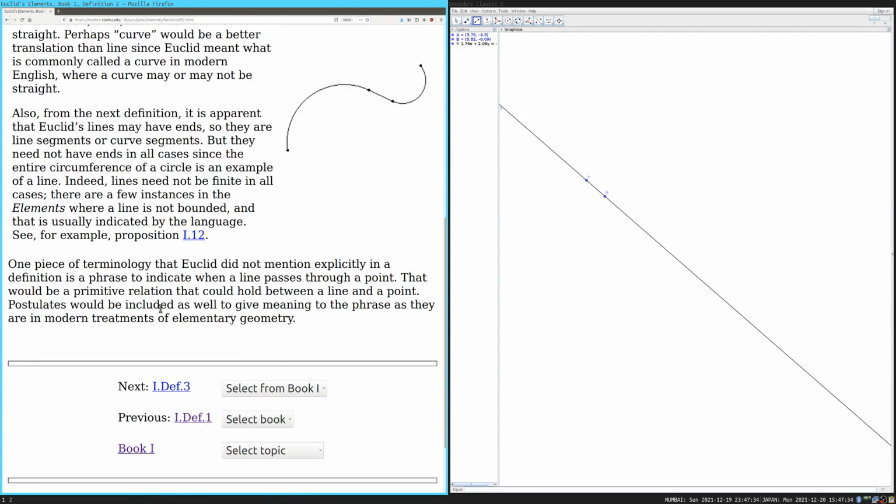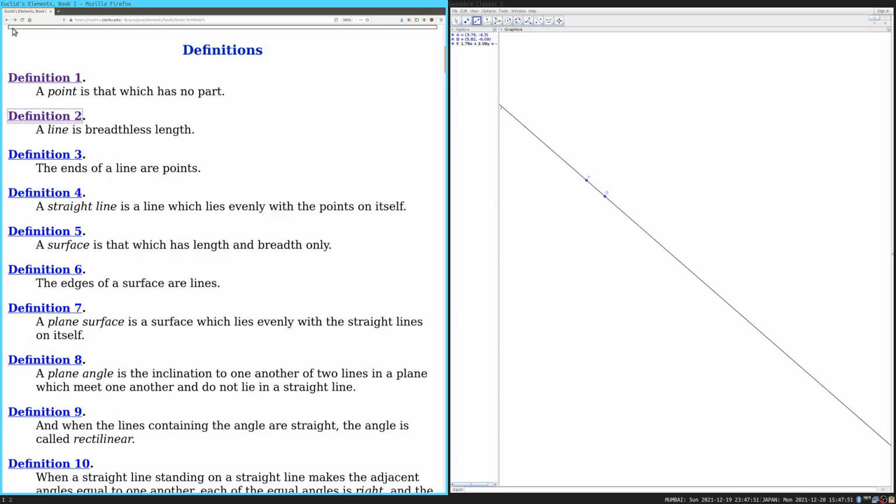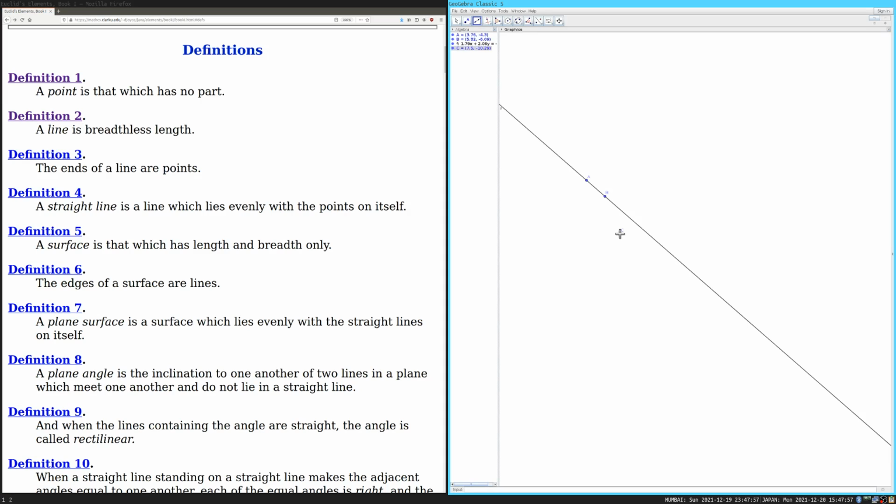One piece of terminology that Euclid did not mention explicitly in a definition is a phrase to indicate incidence, when a line passes through a point. That would be a primitive relation that would hold between a line and a point. Postulates would be included as well to give meaning of the right. Okay, that's interesting. Okay, ends of a line are points. Right. So he is thinking about it as curves.